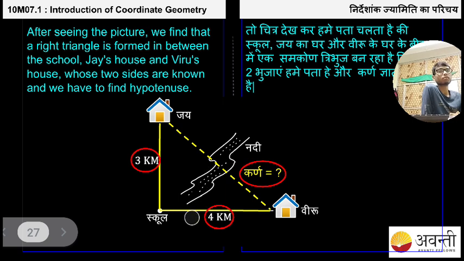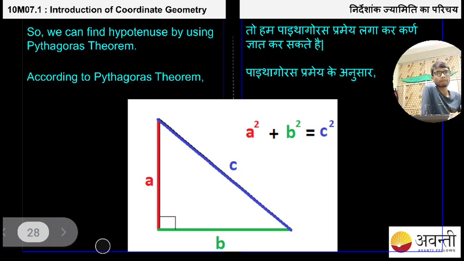After finding this hypotenuse by using the Pythagoras theorem, you will get this distance. This is not a distance, the hypotenuse is just displacement. Okay, the hypotenuse is just displacement. So we can find the hypotenuse by using Pythagoras, and we did it. Okay, according to Pythagoras, we have done. And here the answer is coming how much?